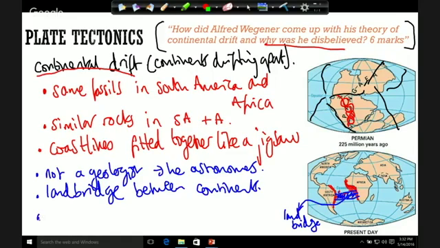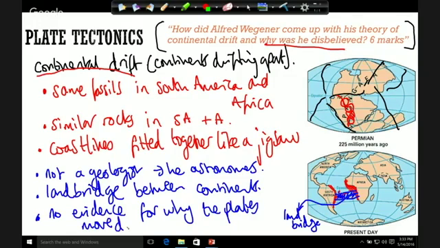And finally, there was no evidence at the time because he didn't know about tectonic plates or convection currents in the mantle. There was no evidence for why the plates would have moved. And he did do a few calculations, but they were wildly inaccurate at the time as to how far the plates were going to move and how fast they were going to move each year.